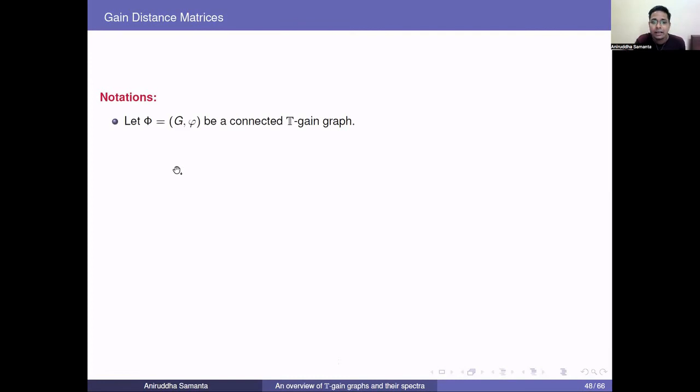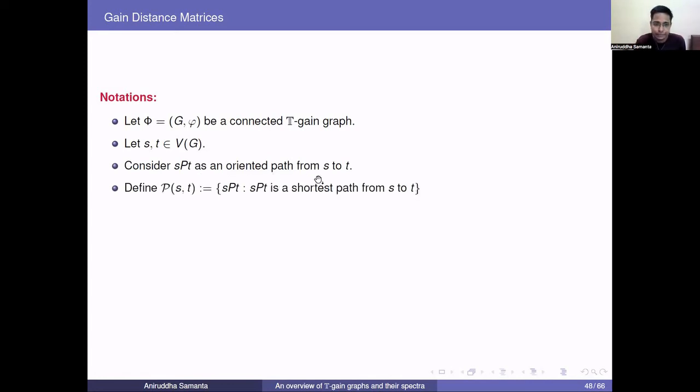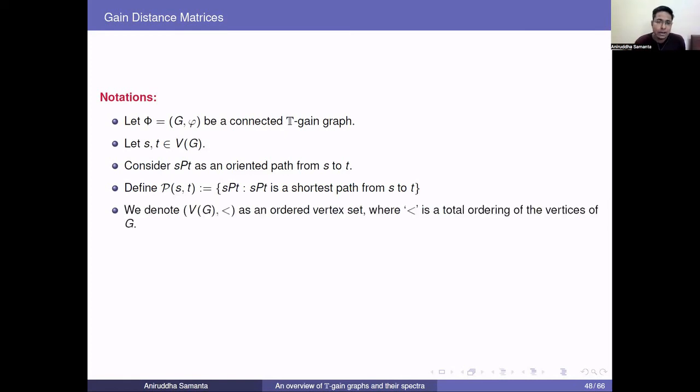Okay, some notation. Let phi be a connected T-gain graph. Suppose S and T are two vertices from the vertex set of G. Now consider SPT as an oriented path from the vertex S to T. And we define PST, the collection of all shortest paths from S to T. Now here we define one ordered vertex set. So V of G together with one ordering we are taking, that is a total ordering of the vertices of G.